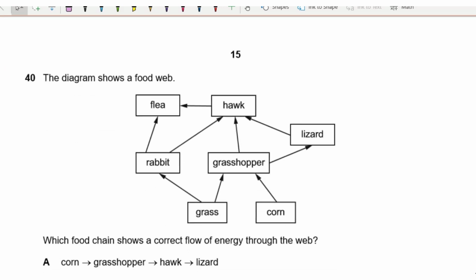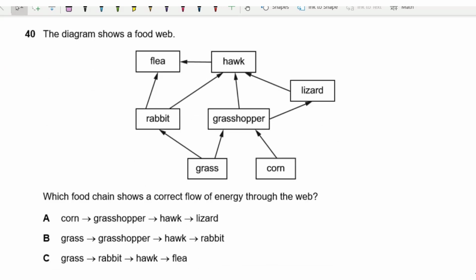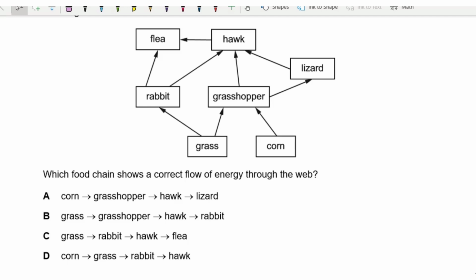And the last question here is question 40, and it says the diagram shows a food web. Which food chain shows the correct flow of energy through the web? So we'll take them one after the other. Look at our option A. We have corn, to grasshopper, which is correct, to hawk, which is correct. Now back to lizard, which makes this chain wrong.